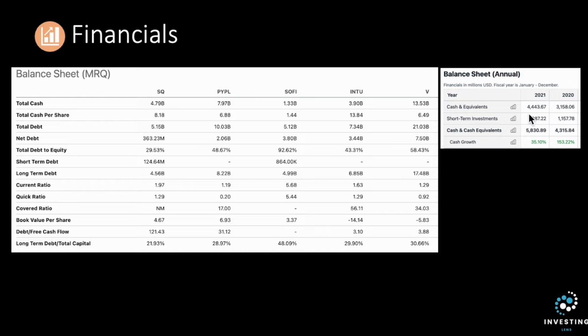The financial situation of Block is healthy. They have cash and cash equivalent of 5.8 billion with a total debt of 5.15 billion. They also have a quick ratio above 1, so there is a low risk of insolvency, indicating a healthy balance sheet.